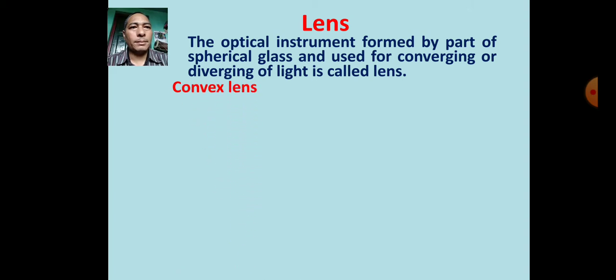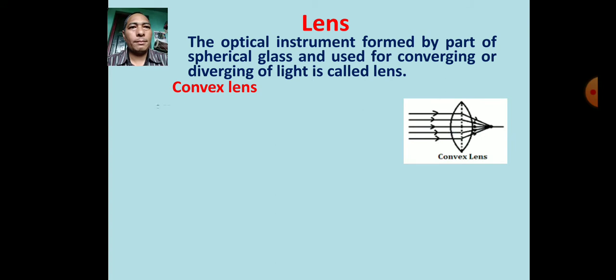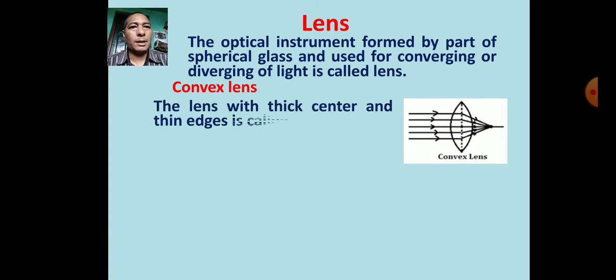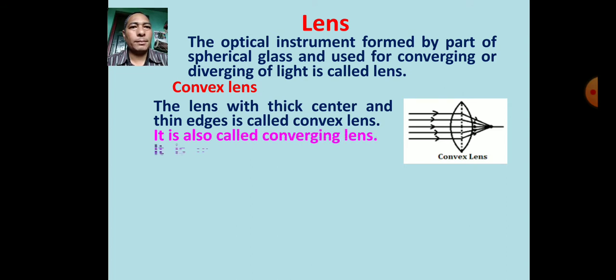Convex lens. The lens with thick center and thin edges is called convex lens. It is also called converging lens. It is used for remedy of long-sightedness.